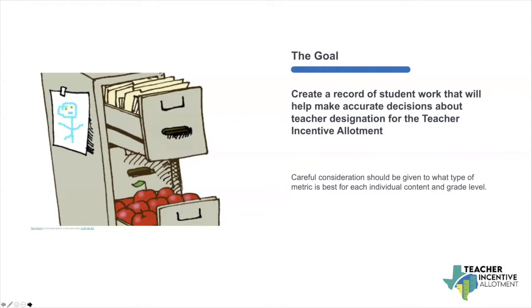The overall goal is to create a record of student work that will help make an accurate decision about a teacher's designation for the teacher incentive allotment. That means you need to have some kind of data to back up and support the decision to label a teacher either as recognized, exemplary, or a master teacher under the teacher incentive allotment. Keep in mind that those designations are going to be under review. So you need to put careful consideration into what type of metric is best for each individual content and each individual grade level. We're going to talk about some of those here in just a little bit. But again, just for these next several slides, we're going to be using a CTE course for our lens.